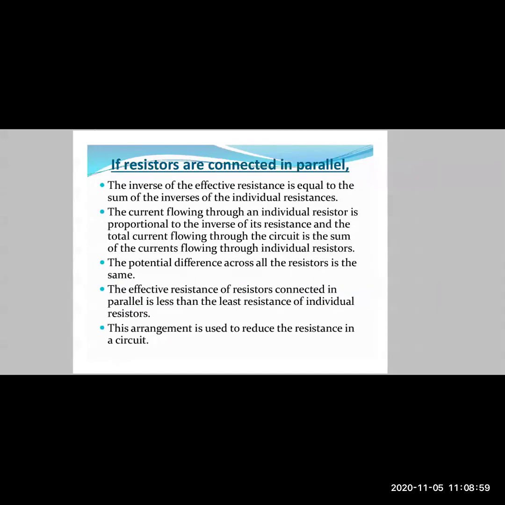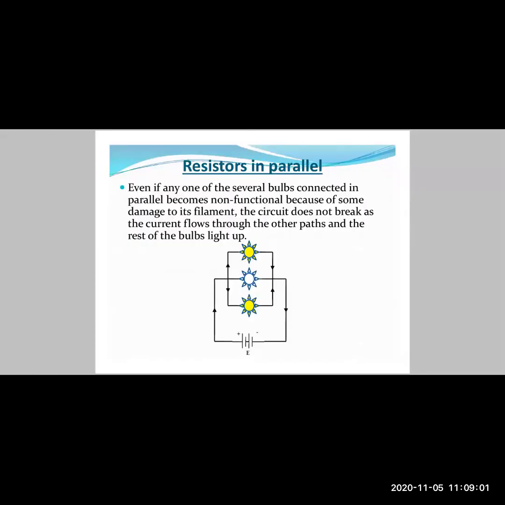And let us further assume, if you have a circuit with several resistors connected in a parallel combination. In our circuit here, you can see that there are 3 light bulbs connected in a parallel combination, right? So what does it say? Even if any one of the several bulbs connected in parallel becomes non-functional because of some damage to its filament, the circuit does not break as the current flows through the other parts and the rest of the bulbs light up.